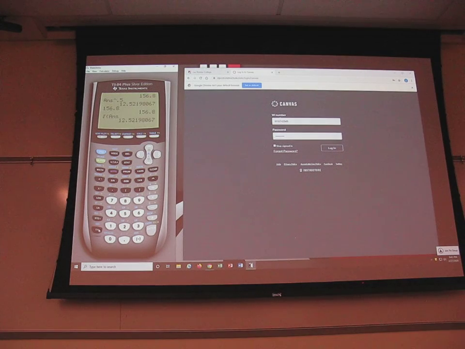At the bottom of the page, this is it. I'm going to hit second, this little blue button, and then the vars. You see the second one down is normal CDF, not normal PDF. Arrow down to that one. Hit enter. Now I have normal CDF parentheses.